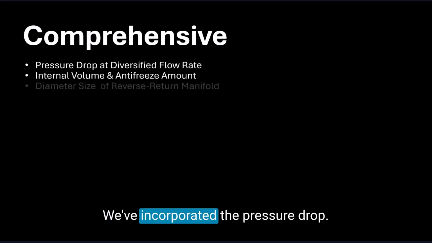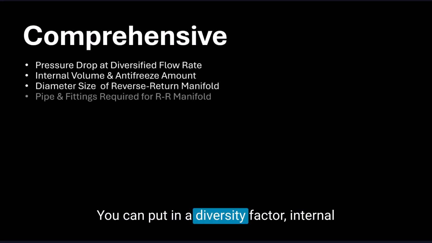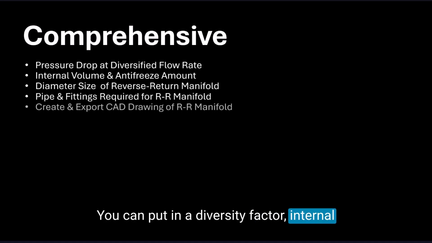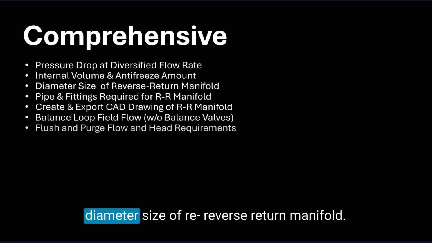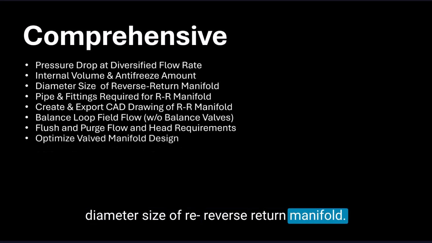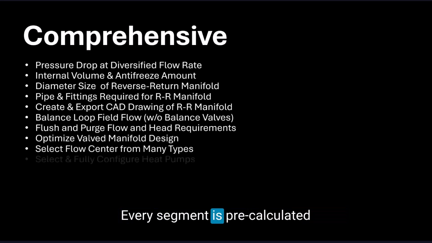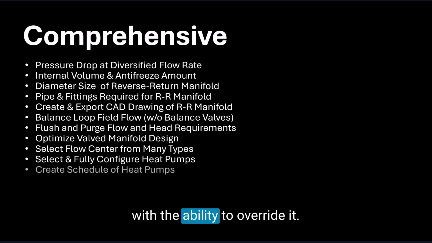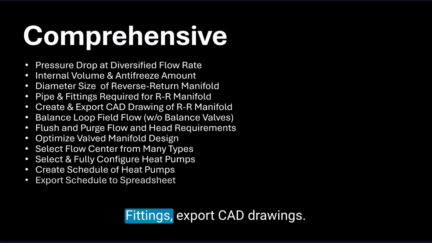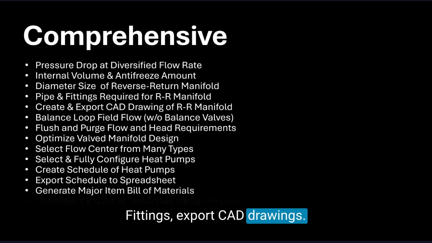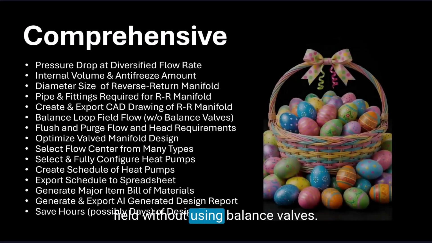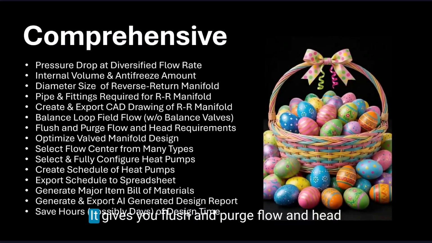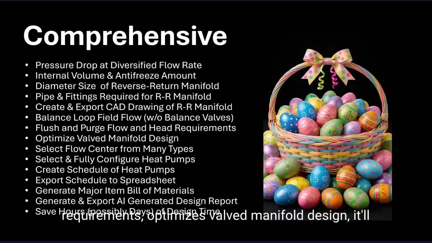We've incorporated the pressure drop. You can put in a diversity factor, internal volume, antifreeze amount expressed in gallons, diameter size of reverse return manifold. Every segment is pre-calculated with the ability to override it. Fittings, export CAD drawings. It'll tell you how to balance a loop field without using balance valves. It gives you flush and purge flow and head requirements.